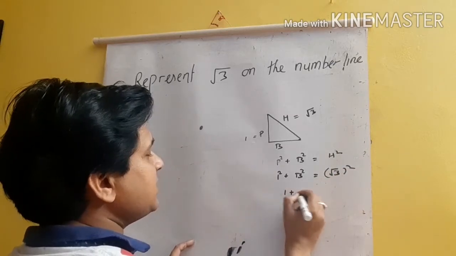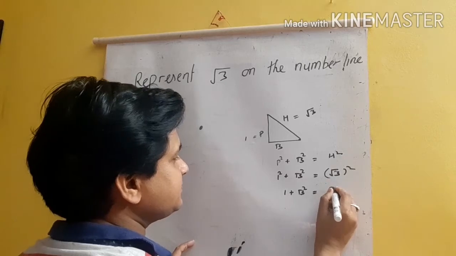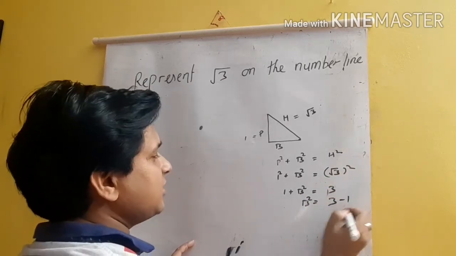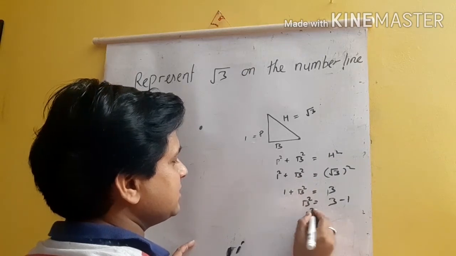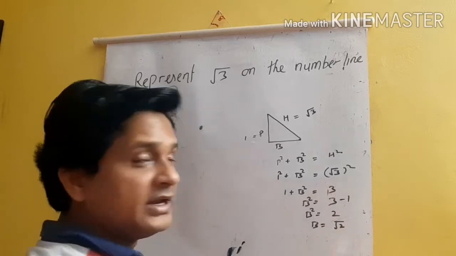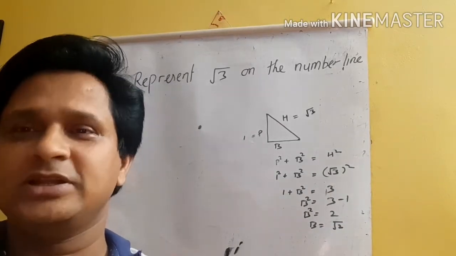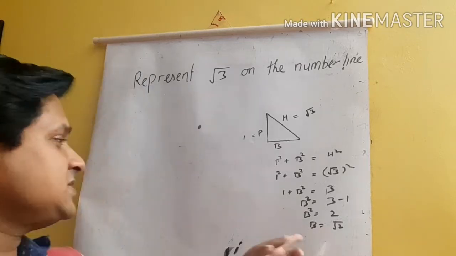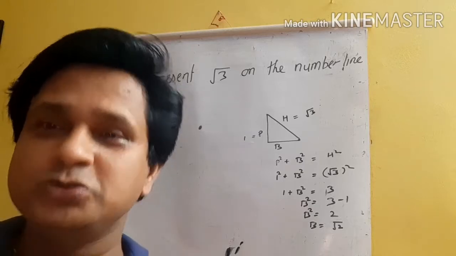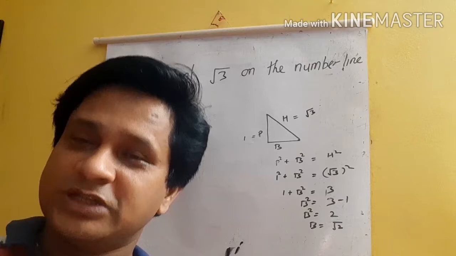Now 1 plus b square is equal to 3, so b square is equal to 3 minus 1. So b square is equal to 2, so b is equal to root 2. It means that the base is equal to root 2. If you have to represent root 3 on the number line, then in this case we saw that the base is root 2. It means we first have to represent root 2 on the number line, and with the help of root 2 we will represent root 3 on the number line.